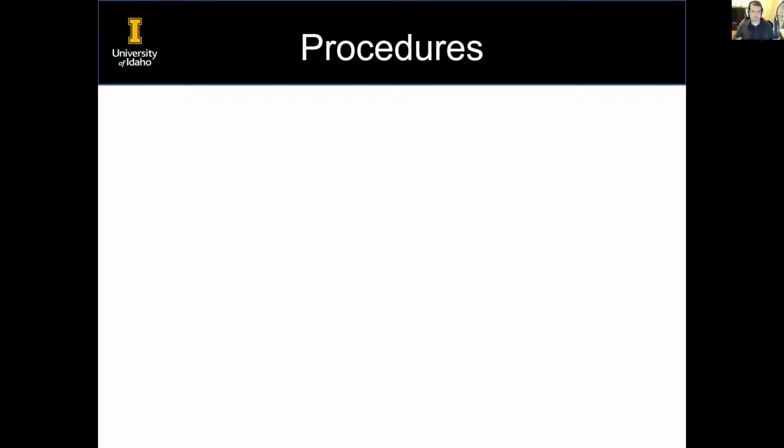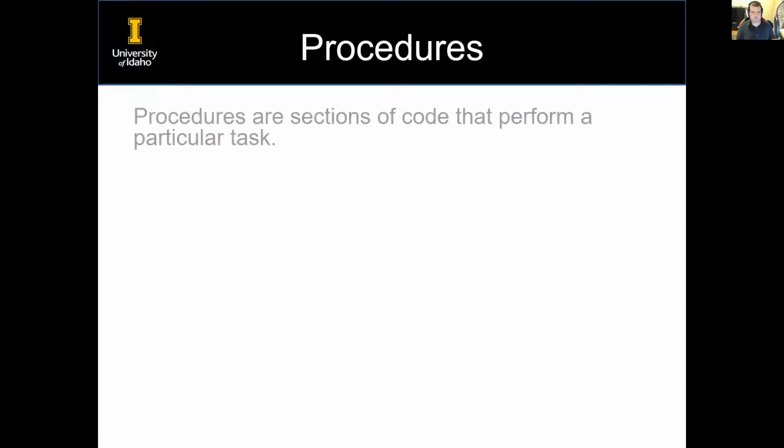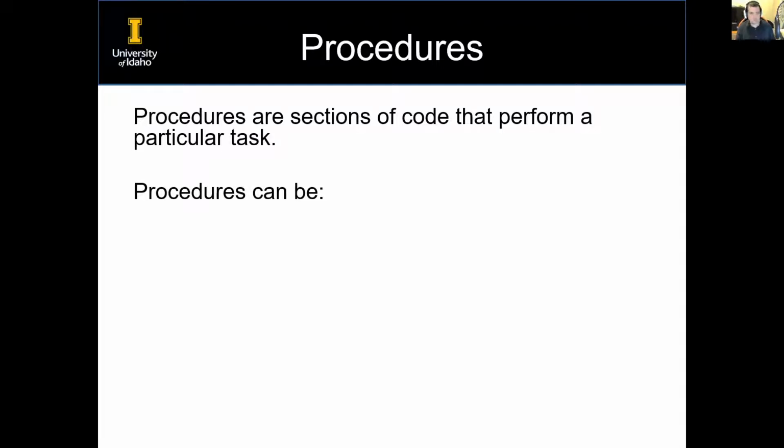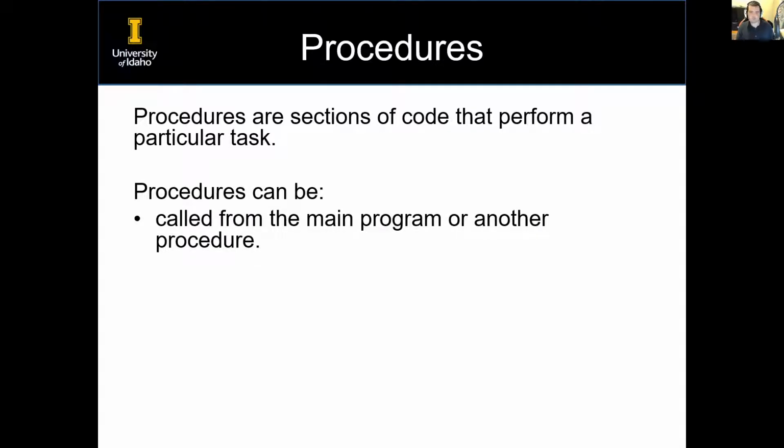So let's talk about procedures. What are procedures? Procedures are sections of code that perform a particular task. Remember that acronym DRY, don't repeat yourself? This is where procedures come in. Procedures are how you prevent yourself from repeating yourself. Procedures can be called from the main program or inside of another procedure. You can have a procedure that calls a procedure, and it can just go down that line.